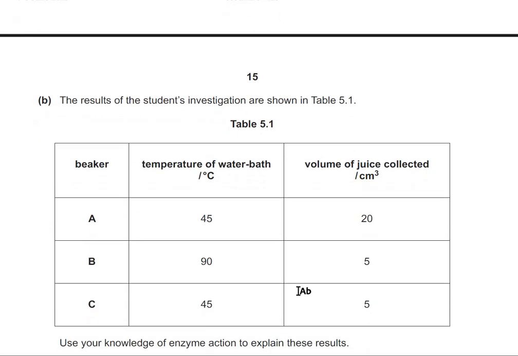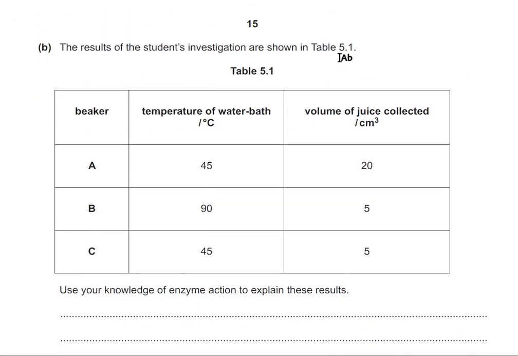Now, part B says the results of the students' investigations are shown in table 5.1. This is table 5.1, beaker A, B, and C, temperature in degrees Celsius, volume of juice collected. The temperature was at 45, 20 cm cube was collected, at 90, 5 cm cube was collected, and at 45, 5 cm cube was collected. At 45 it was 20, and as the temperature increased till 90, it decreased till 5. And they are also talking about beaker C. Beaker C was kept at 45 degrees. That is the optimum temperature it was running.